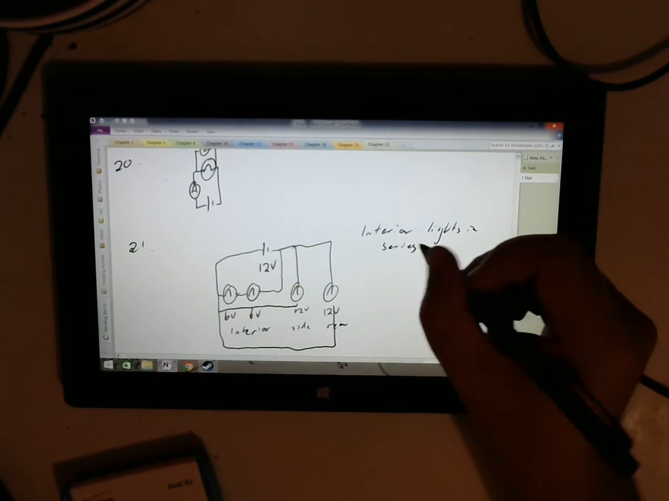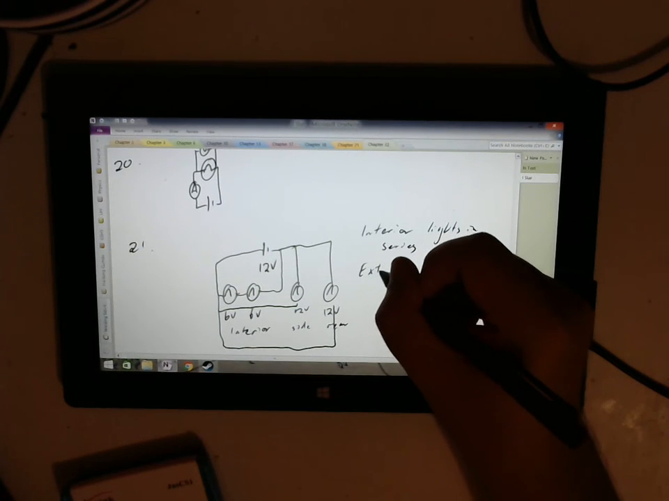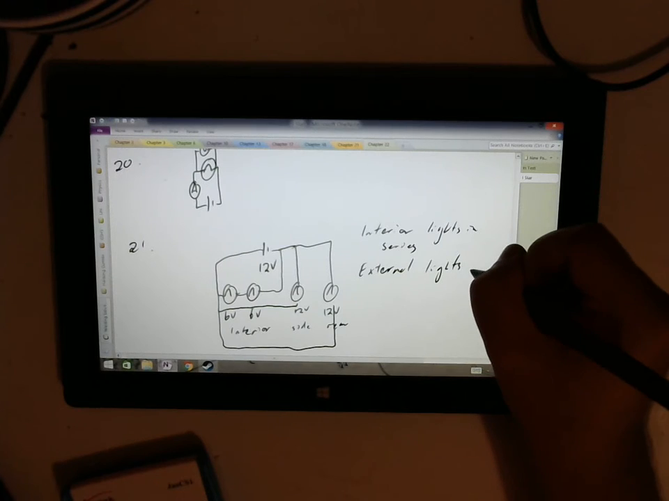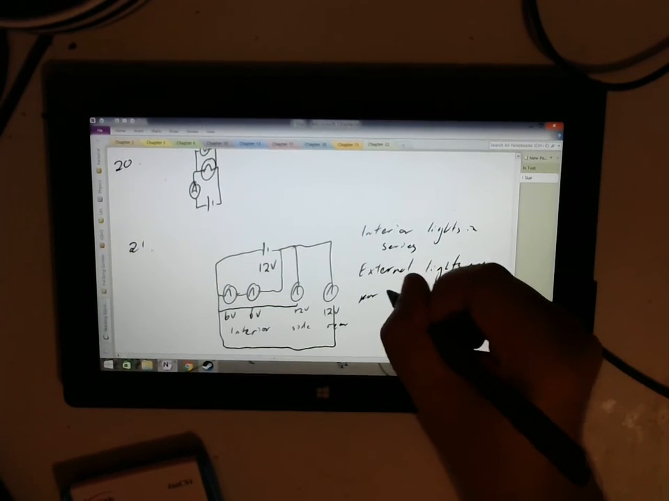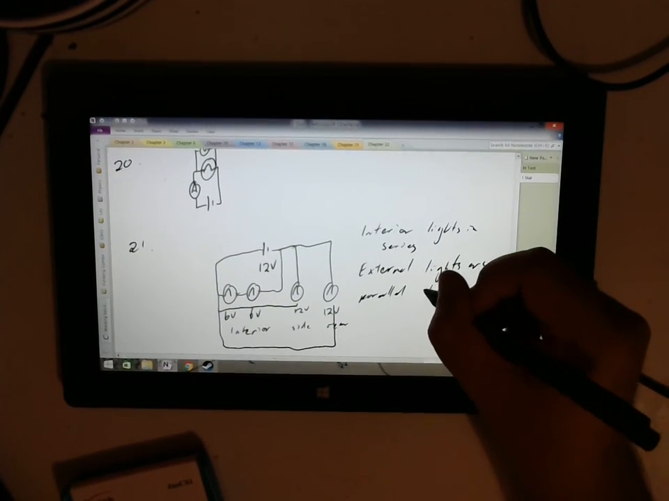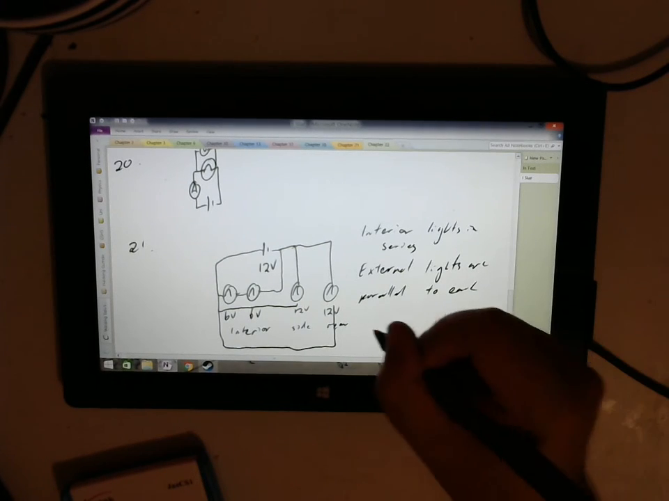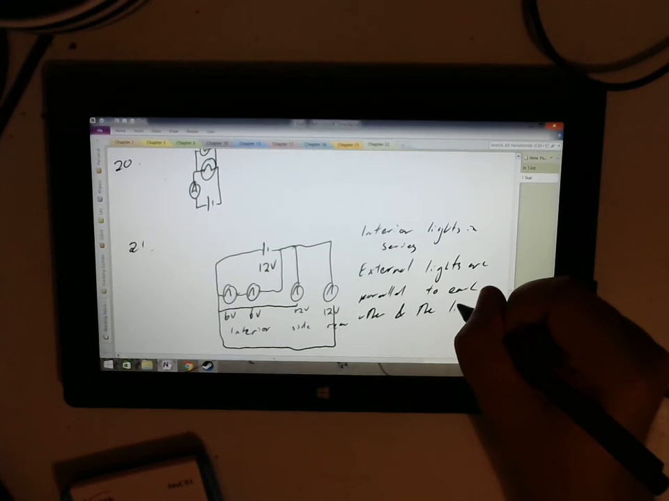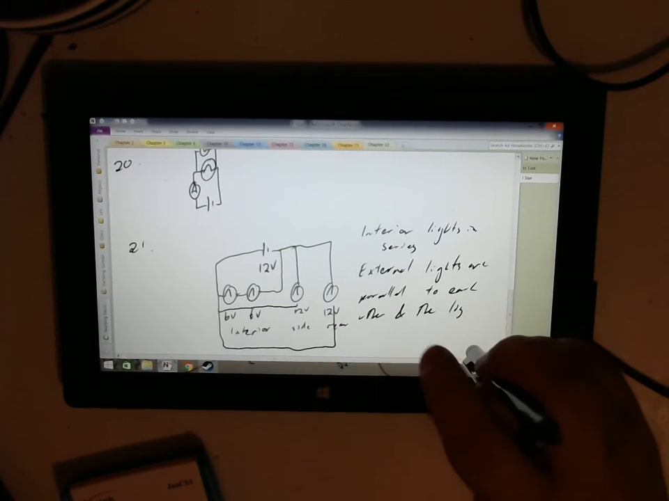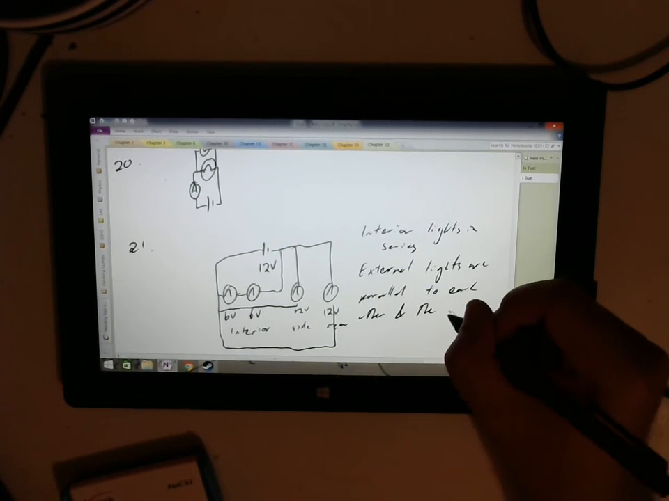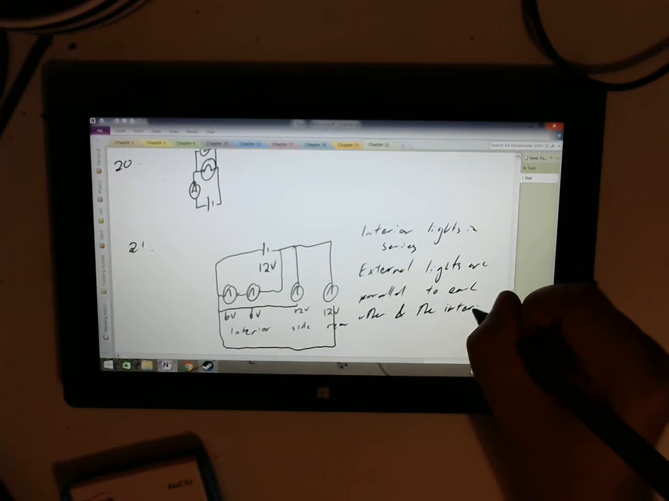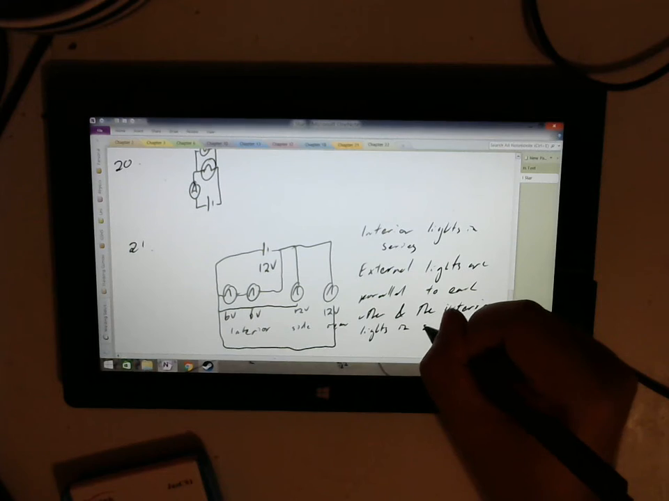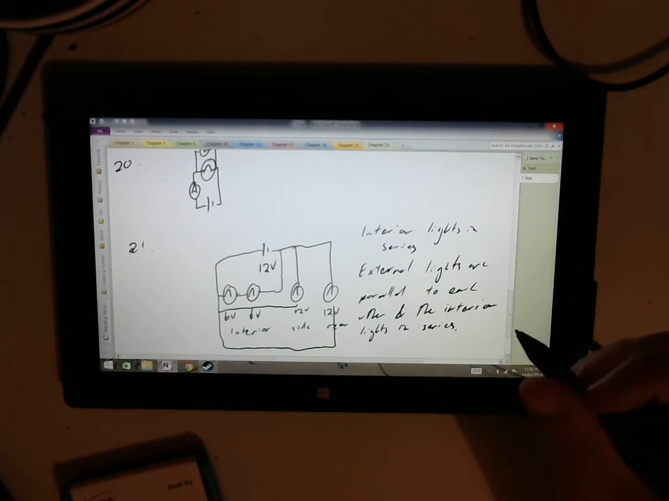So the interior lights are in series. The external lights are parallel to each other, and the interior lights are in series.